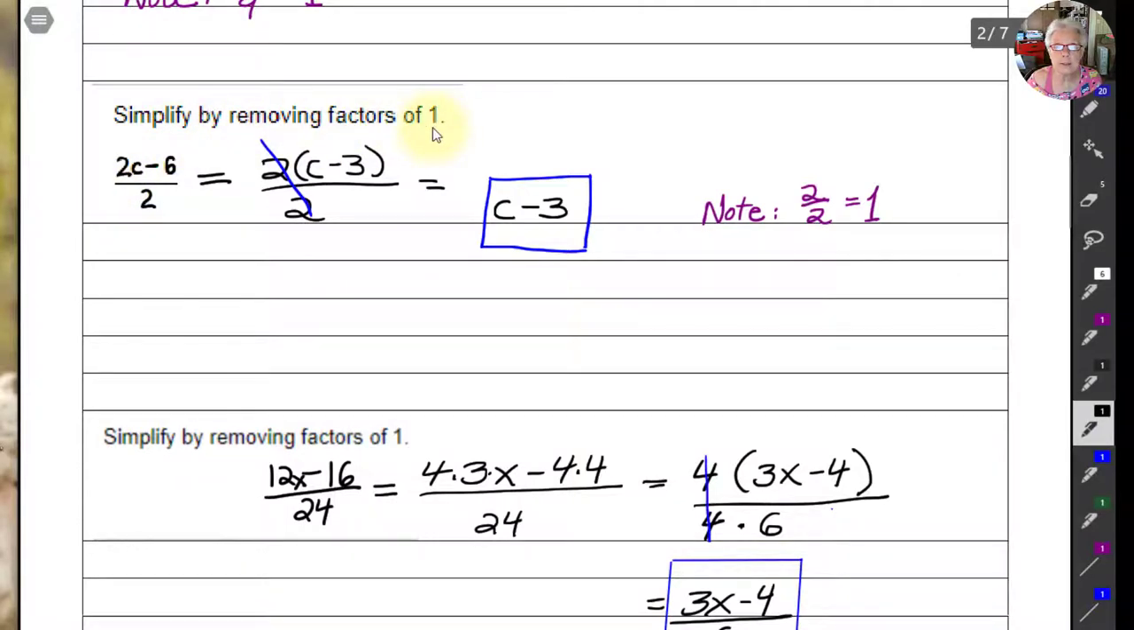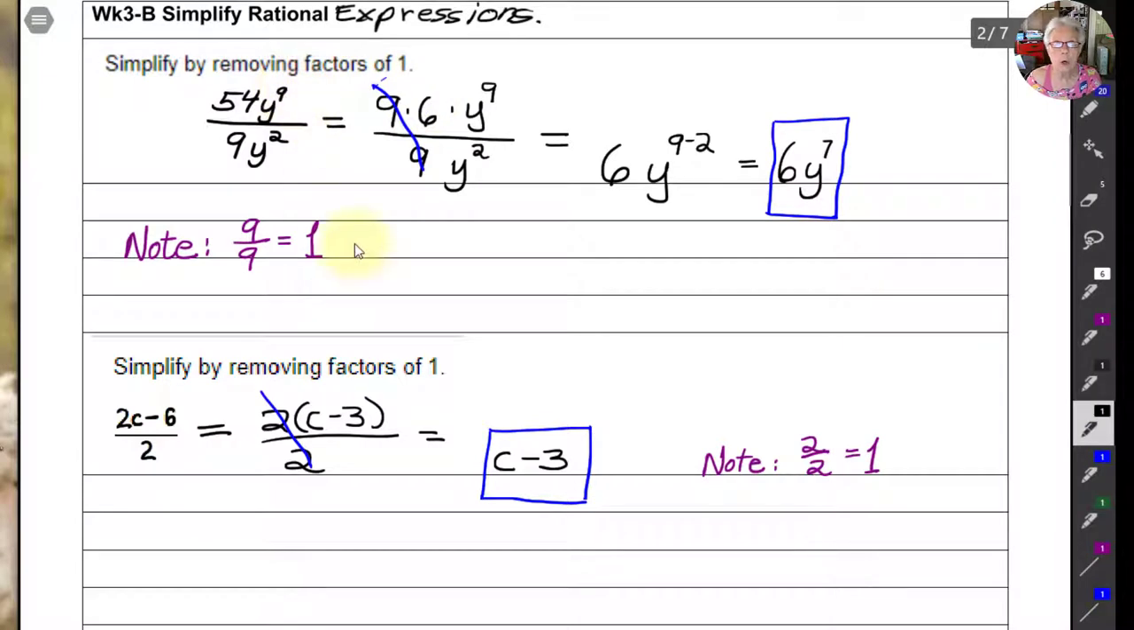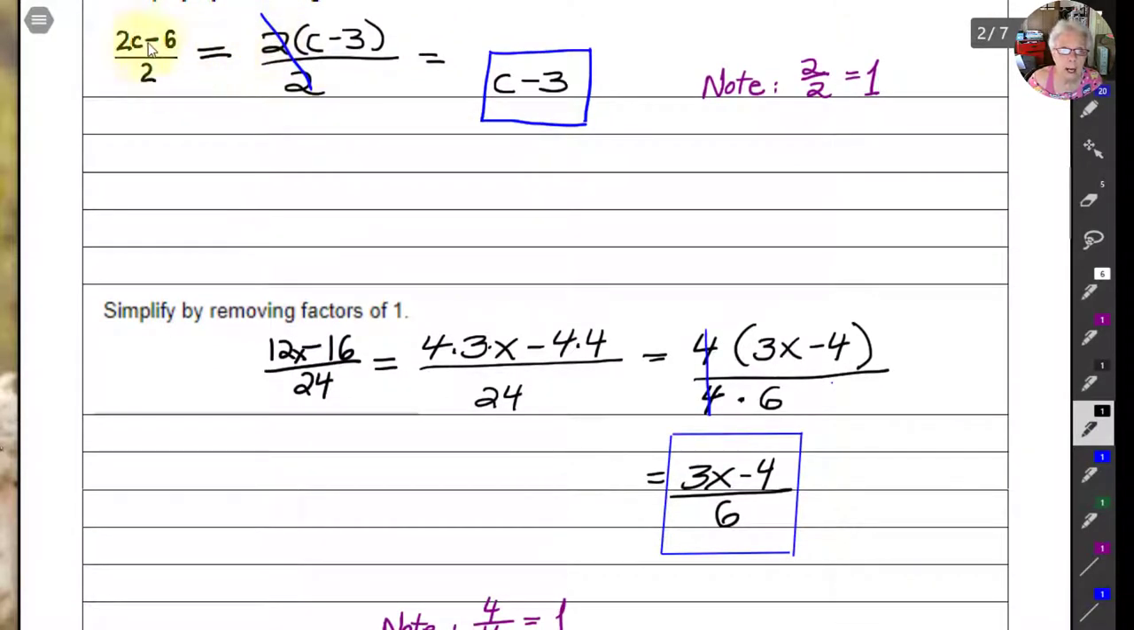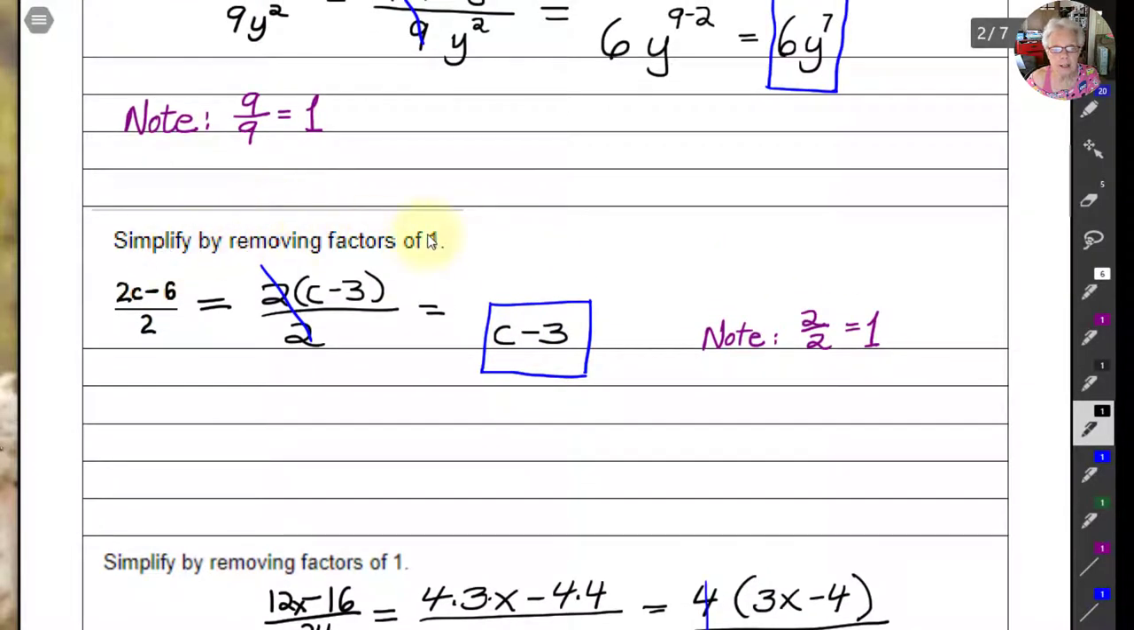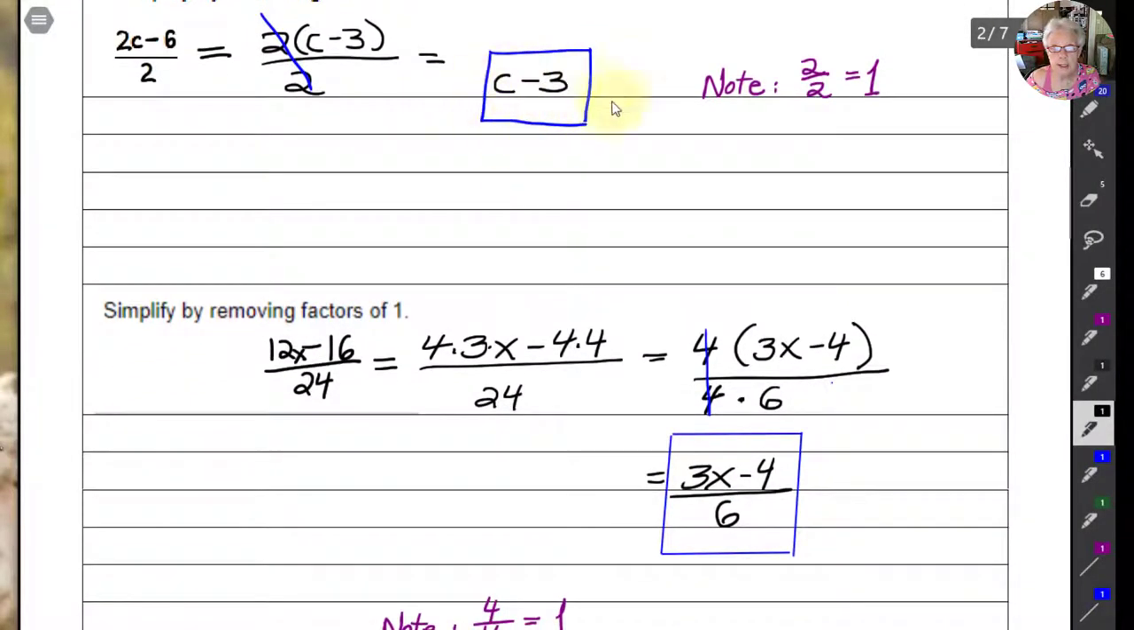Simplify by removing factors of 1. And they said the same thing there. What do they mean by that? Well, here, 9 over 9 is 1. Now, if I factor the numerator by GCF, 2 is my GCF. So I'll have 2 parentheses C minus 3 over 2. The 2's equal 1, so I cancel them out, leaving me with C minus 3. I have simplified this rational expression. Look how much easier it looks now.